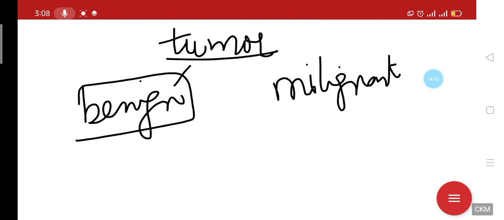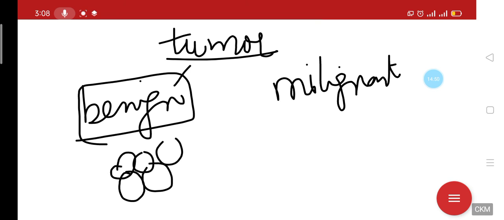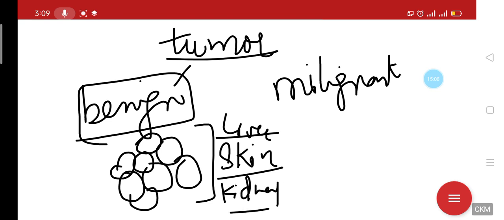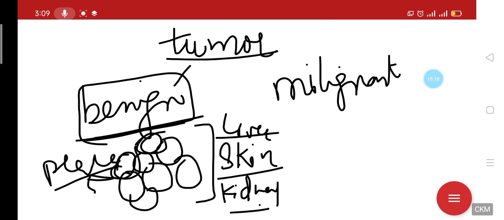In a benign tumor, what is happening? The abnormal cells remain at some specific place. They grow in one specific place where the abnormality occurs. Like if it occurs in the liver, they will remain in the liver. If it occurs in any part of the skin, they will remain in the skin. If it occurs in the kidney, they will remain in the kidney. So in a benign tumor, the cells grow in a specific place.